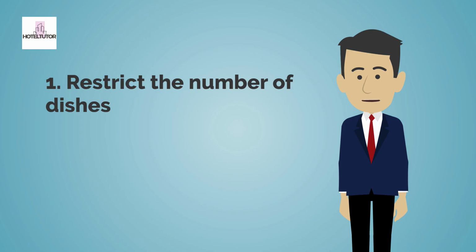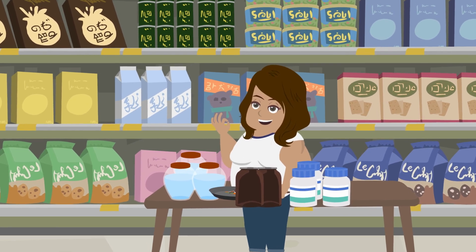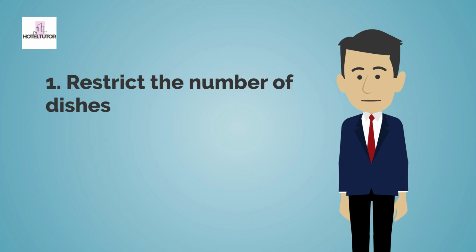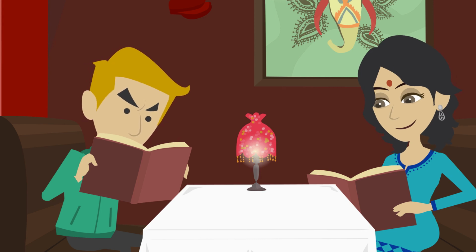Restrict the number of dishes on the menu. There is a very popular study on giving choices to customers. When people were given a bigger choice of jams in a supermarket, they sold fewer bottles of jam. What happened was that people were confused about what to choose and ended up buying less. This can happen in your menu as well. Not that people will buy less.